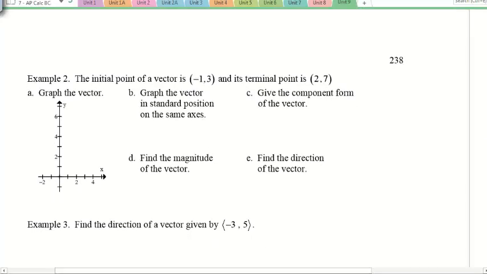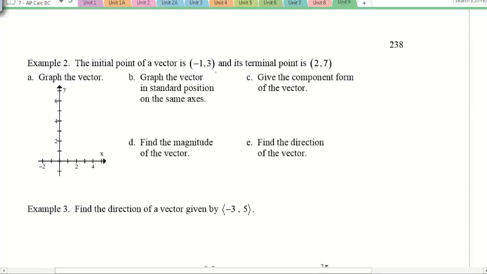So notice I've got an initial point of a vector, and by the way these points are back in the xy coordinate plane. So negative 1, 3, that's right here. And its terminal point is 2, 7, so it's over here. So notice it starts from there and it goes all the way there, so I'll draw the arrow like that. And that's how you graph out the vector. So this is vector A for part A.